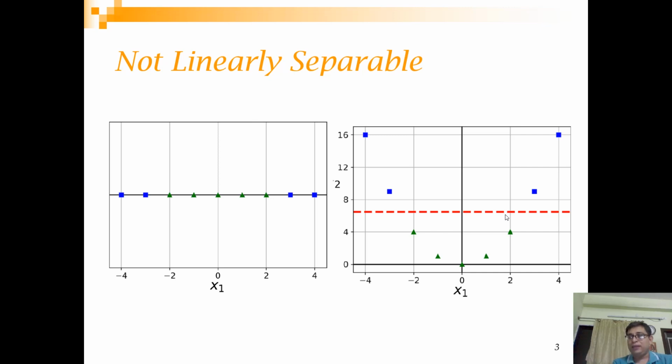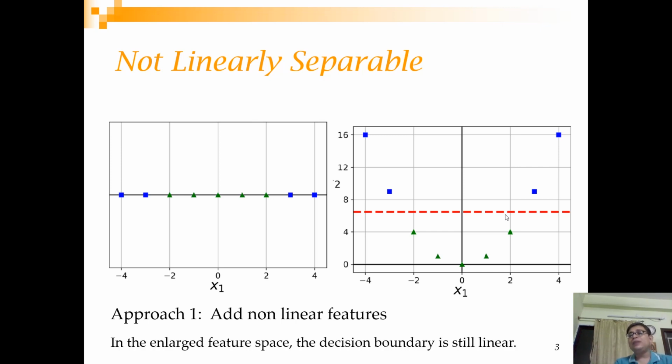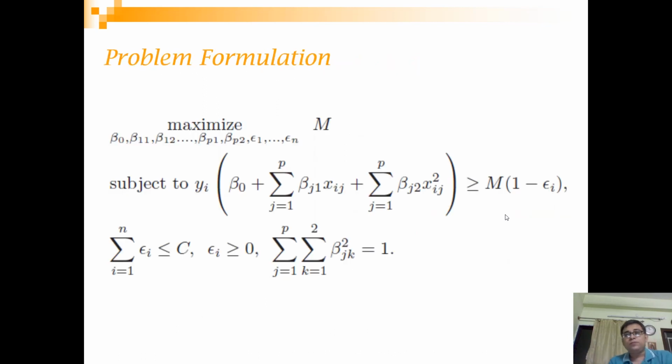So one of the ways to use it is that in the plane where it is non-linear, I add non-linear features so that in the enlarged feature space, the decision boundary is still linear. This is one of the approaches by which we can operate. Here there is a change in finding the distance, because higher order features are coming into place. So that is how the problem formulation is changing a little bit.